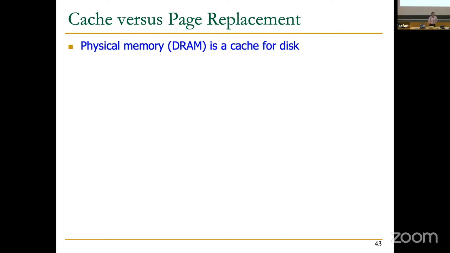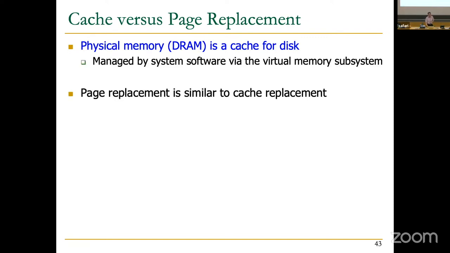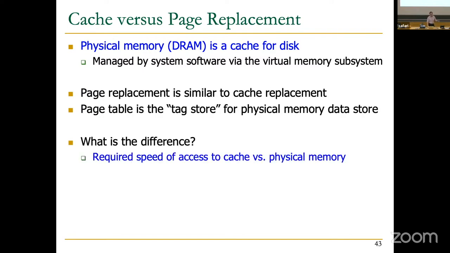Okay, so there are differences between hardware cache versus page replacement. Physical memory is a cache for disk, as we've seen. It's managed by the system software via the virtual memory subsystem. Page replacement is very similar to cache replacement. Page table is a tag store, as we've discussed. The difference is essentially multiple. The required speed of access to the cache versus physical memory. So this page replacement can be slow.